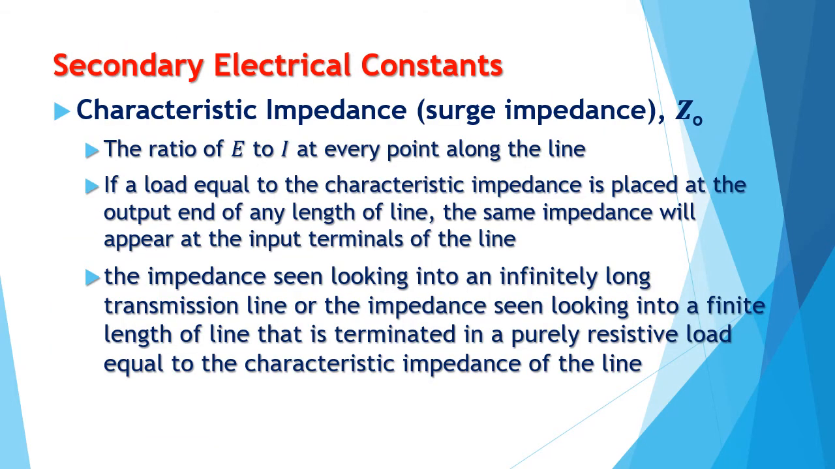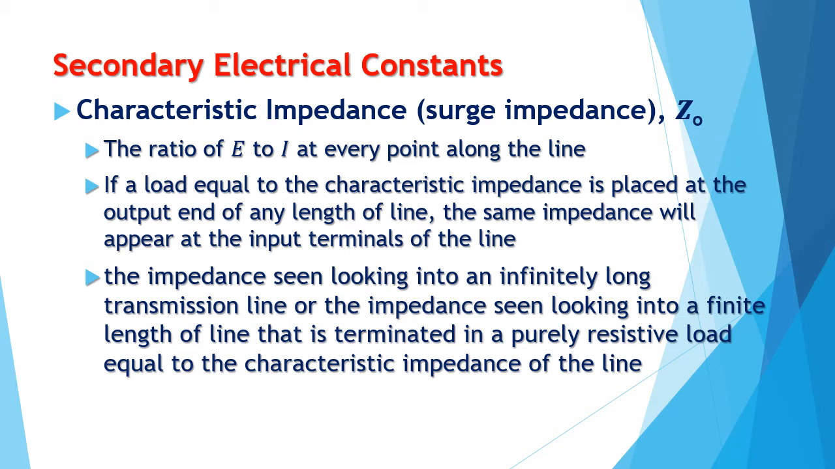For the secondary electrical constants, first let's take a look at the characteristic impedance. This is also known as the surge impedance, and it is represented by the symbol Z sub O. The characteristic impedance is the ratio of voltage to current at every point along the line. You may remember previously that if we are sending a sinusoidal voltage across the line, the current would also be a sinusoid.